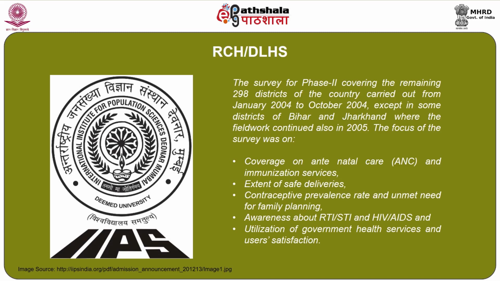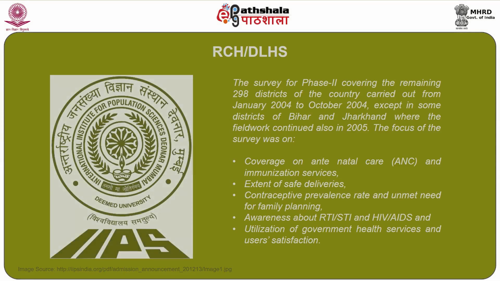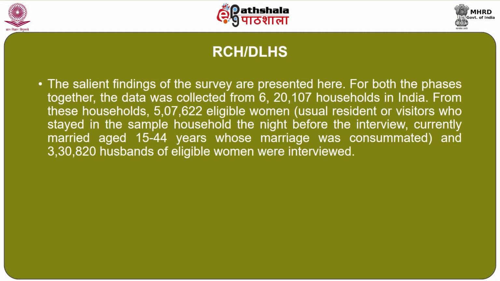The focus of the survey was on coverage of antenatal care and immunization services, extent of safe deliveries, contraceptive prevalence rate and unmet need for family planning, awareness about RTI, STI and HIV/AIDS, and utilization of government health services and users' satisfaction. The salient findings of the survey are presented. For both the phases together, the data was collected from 6,20,107 households in India. From these households, 5,07,622 eligible women, usual residents or visitors, who stayed in the sample households the night before the interview, currently married, aged 15 to 44 years, whose marriage was consummated, and 3,30,820 husbands of eligible women were interviewed.